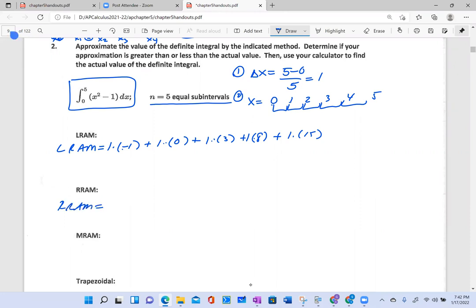The right would be, well, delta x is the same, but now I'm going to take this as my right-hand endpoint. 1 squared is 1 minus 1 is 0. Plus 2 squared is 4 minus 1 is 3. Plus 3 squared is 9 minus 1 is 8. Plus 4 squared is 16 minus 1 is 15. And 1 times 5 squared is 25 minus 1 is 24.